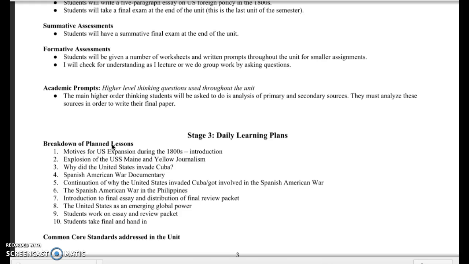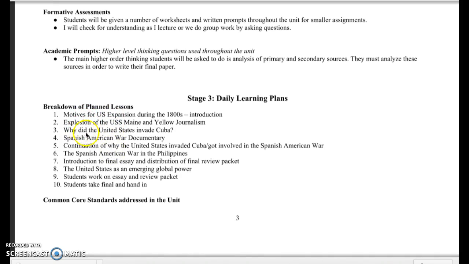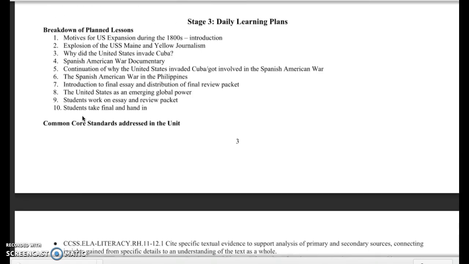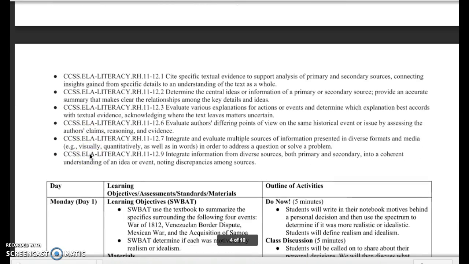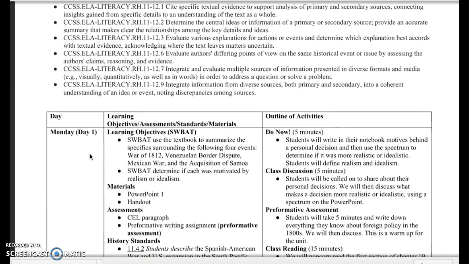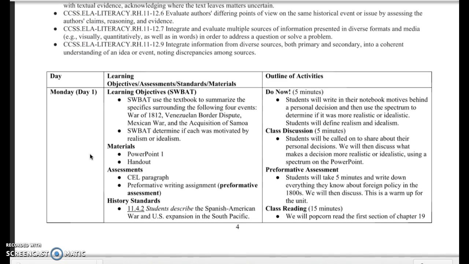The main higher order of thinking students will be asked to do is analysis of primary and secondary sources. This unit is very heavy on primary and secondary sources. We are analyzing these particularly as it relates to point of view. So here is a bullet point of each topic of each lesson plan, as you see. There are 10 lessons, and this is just kind of a quick hit of each lesson. And then you see here are my Common Core standards, and then we get into what each lesson is going to look like. So I've broken it down kind of with learning objectives on this side and what is going to be happening on this side.